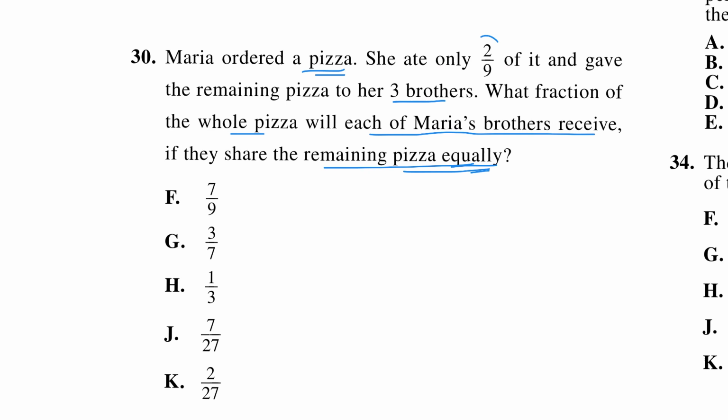So if she ate 2/9 of it, there is 7/9 of the pizza left. And they're going to divide it by 3. So when you divide by 3, that's the same thing as multiplying by the reciprocal of 3, which is 1/3. So you're going to have 7 over 9 times 3 is 27. So is there an answer that looks like that? Yes. And good luck, boys, trying to split the pizza into 7/27ths each.